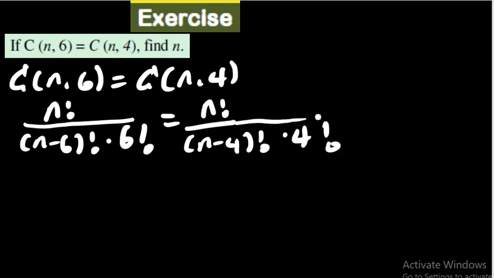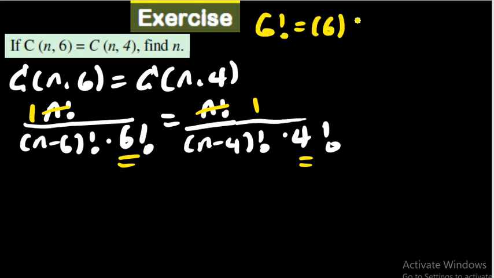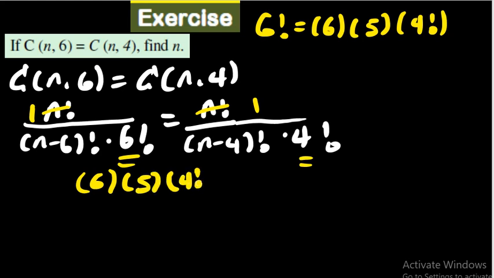This time we'll try to simplify both sides. The n factorial in both fractions' numerators can be simplified and becomes 1. On the left hand side, the denominator 6 factorial is larger than 4 factorial, but we can reduce it. 6 factorial is the same as 6 times 5 times 4 factorial. Both denominators now contain 4 factorial, so I can cancel 4 factorial from both sides.